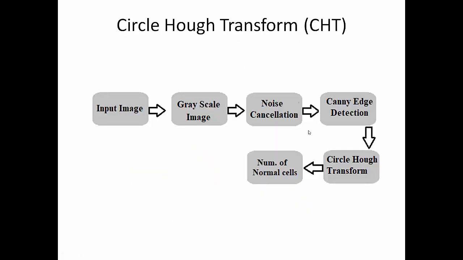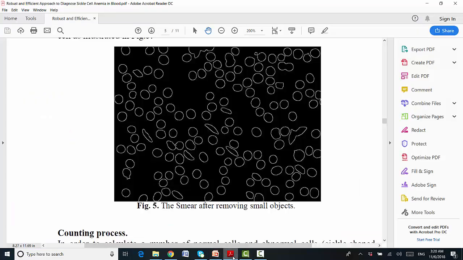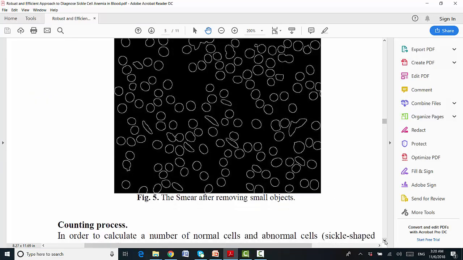The next is circular Hough transform. The pipeline or the procedure of this algorithm is input image, then grayscale image as we applied before, then we remove the noise by applying different filters, then Canny edge detection to get the edge of cells, then we apply the circular Hough transform algorithm to get the number of normal blood cells. The thing here, what they do at this point, I just want to point out.